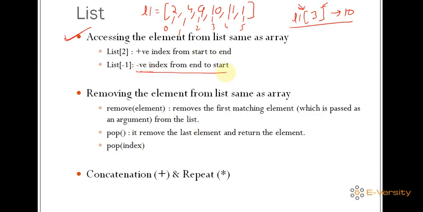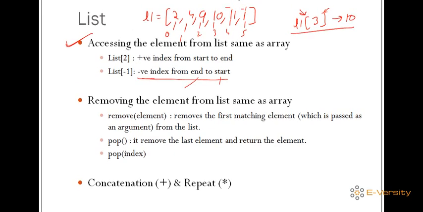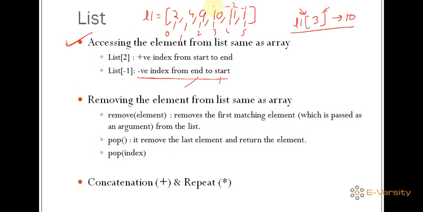Second is negative index. Negative index is just like starting from the end to the start. So the negative indexing is -1, -2, -3, -4, -5 and then -6. It is starting from the end. If I write L1[-4], it is printing 9. You can see here -4 is 9. So this way you can access by the index only, either using the positive index or the negative index.